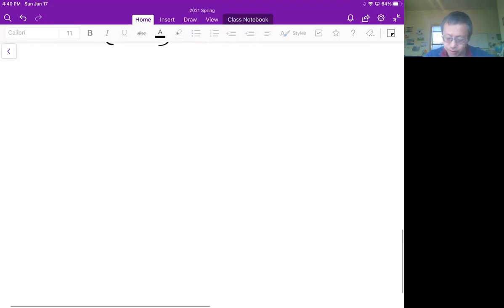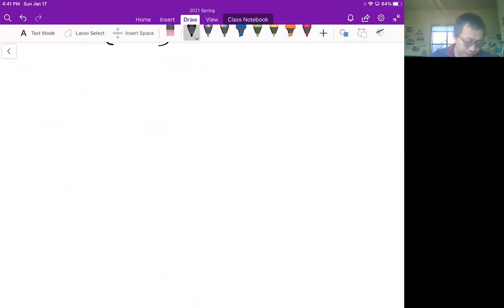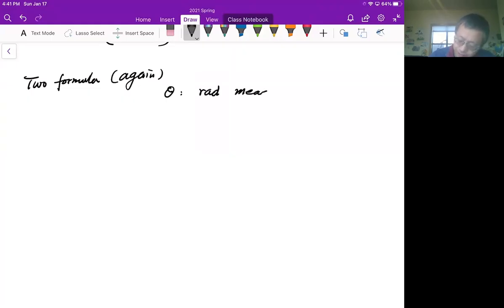All right, so revisit the two formulas again. But in this case here, theta is in terms of the radian measure. All right, so if someone tells you that the theta is in radian measure, how do I figure out the area of the sector?